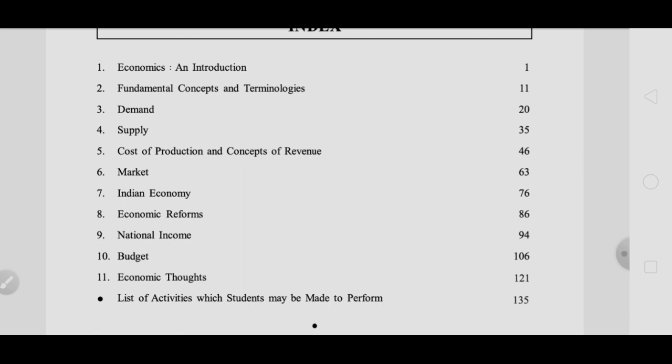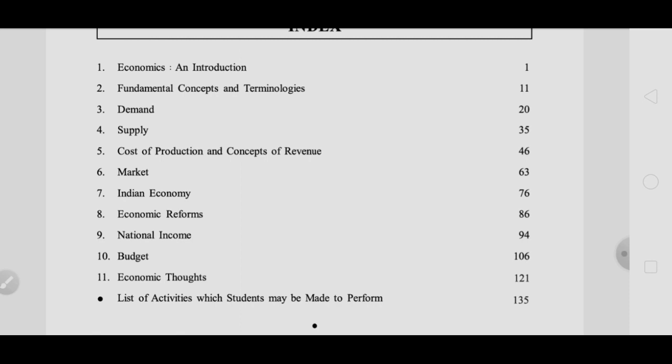Then chapters number 3 and 4 are demand and supply. In any study of economics, demand and supply is an inevitable part, because without the study of demand and supply, no one is able to understand economics in full. So here we will discuss demand and supply in chapters number 3 and 4. Then chapter number 5 is about the cost of production and concepts of revenue.